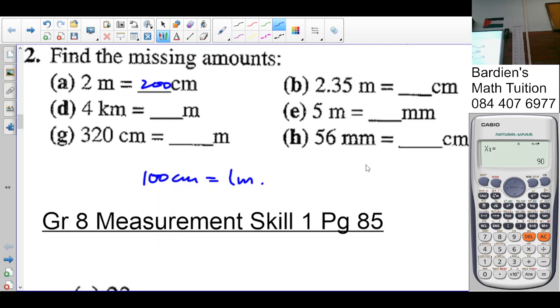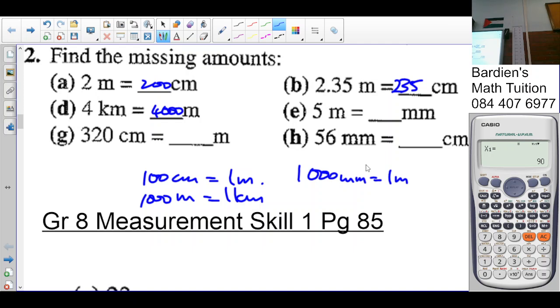B. 2,35 meters. So how many centimeters? 235. Why? Because I multiply that number by 100. Not so. Let's look at D. 4 kilometers. How many meters are in a kilometer? 1,000. So that's going to be 4,000 meters. Not so. 5 meters. How many millimeters are there in a meter? 1,000 millimeters equal to 1 meter.